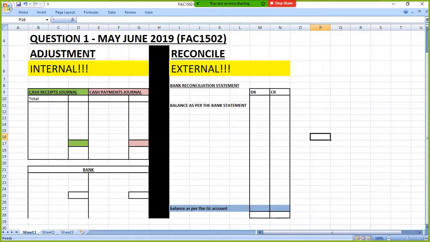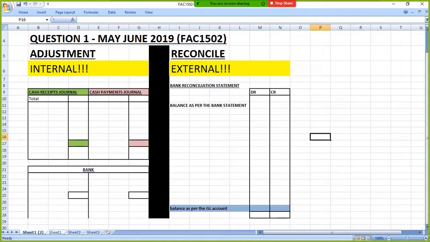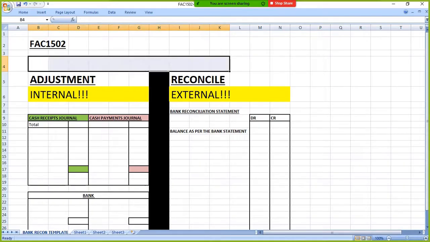So this template, if you want me to copy it, I'll just copy it, and you can look at a separate page here. Create a copy. I'll call this bank recon template. It doesn't matter what question you've been given, you're going to be given either all of this, so journals, T account and bank reconciliation statement, or some of it. So this is a blank version of it. Let's just delete that. You can use this template. It's here at the bottom.